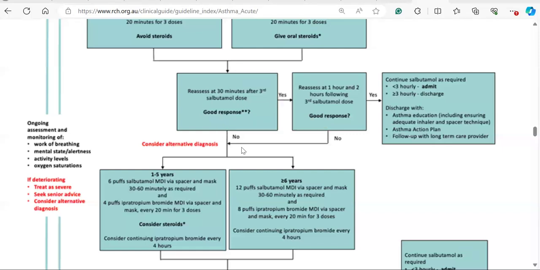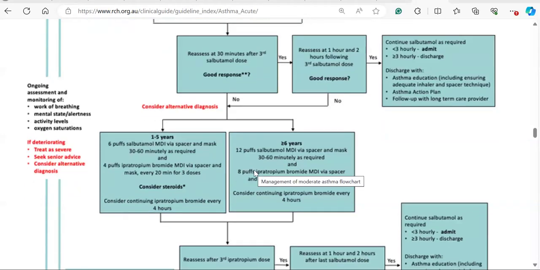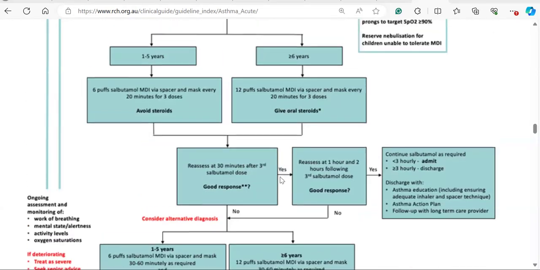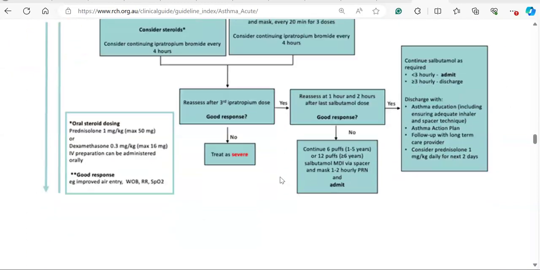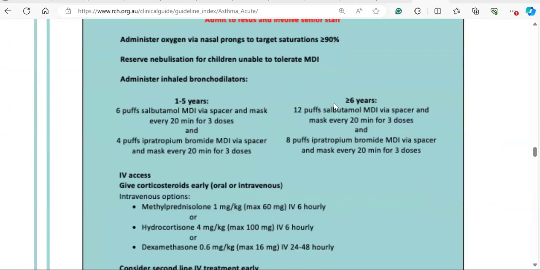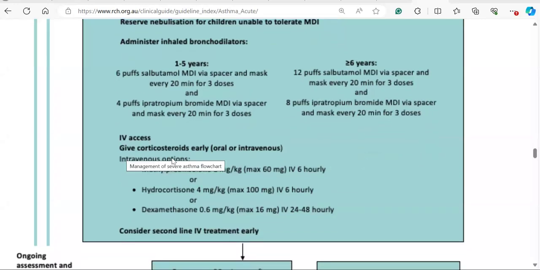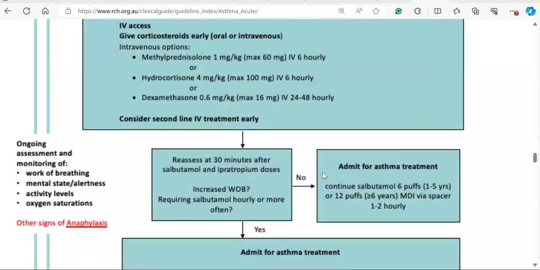If it is a good response, then reassess at 1 and 2 hours after the third dose. See if it is a good response or not. If it is a good response, that is fine. If it is not a good response, along with the salbutamol you can also give ipratropium. So that's usually for moderate. Let's come to severe asthma. For a severe asthma attack, 12 puffs of salbutamol and then 8 puffs of ipratropium. And after that, we give them a steroid.